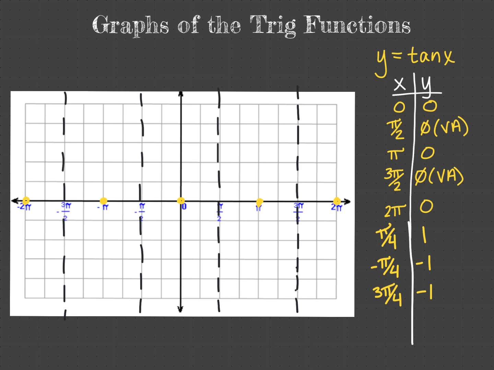Let's figure out where we want 1 to be on here. I'll put it right here. And then we can graph pi over 4 comma 1, and negative pi over 4, negative 1. At 3 pi over 4, we're again at negative 1. At 5 pi over 4, we'll be at 1. We can see that we have sort of the same thing happening at each one of these spots here.